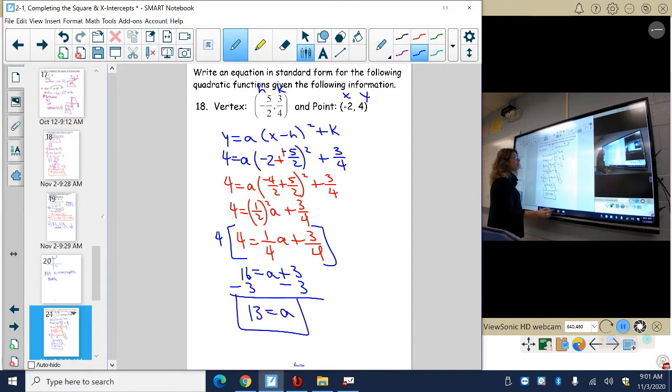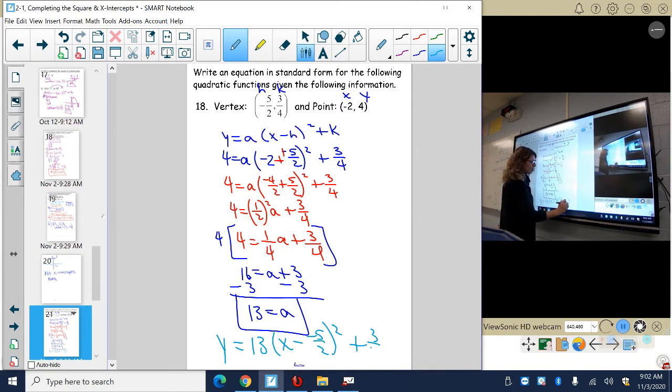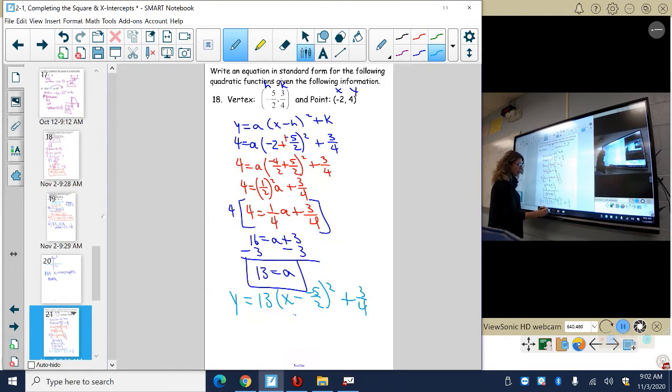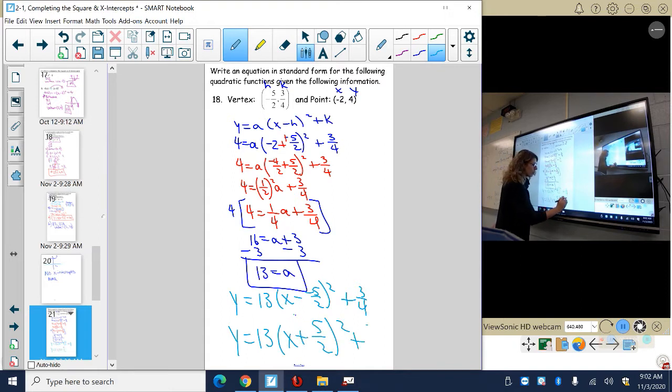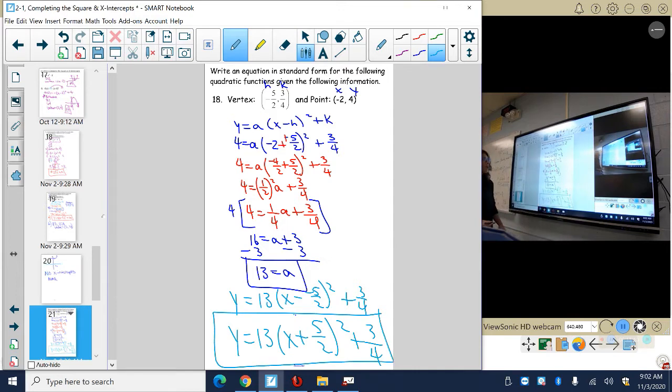So I found a. So my equation is going to be y is equal to 13 times x. H is going to be minus a -5/2 squared plus 3/4. What does a double negative create? A positive. So that's x plus 5/2 squared plus 3/4. And that problem is done now.